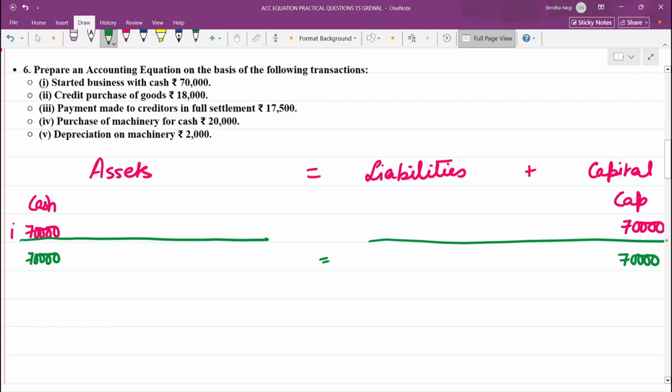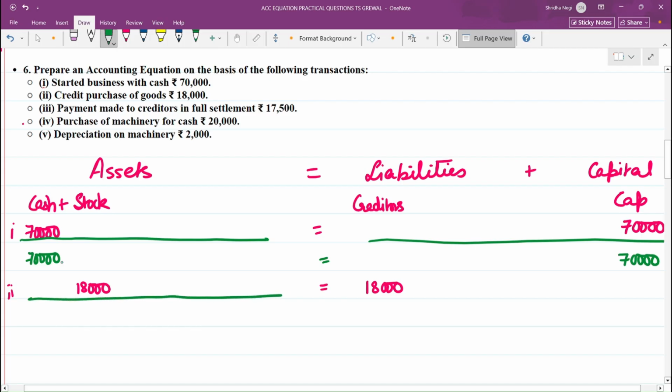Now the second transaction. Second transaction is credit purchase of goods rupees 18,000. Credit purchase. So goods are coming in. So what is goods? Stock. So here the stock is increasing by 18,000. 18,000 stock आ रहा है और credit purchase है तो मतलब the business has to pay. Creditors are created. Creditors 18,000 के creditors हो गए increase. Okay. Now we will get the values down.